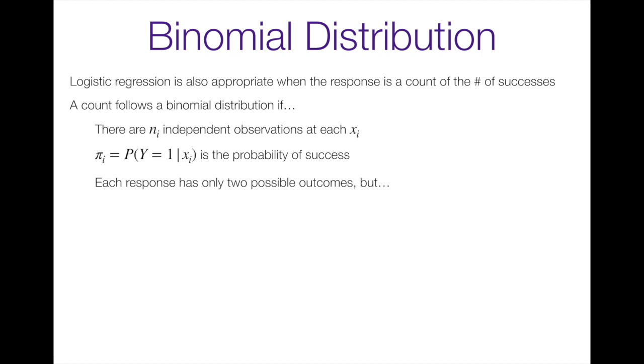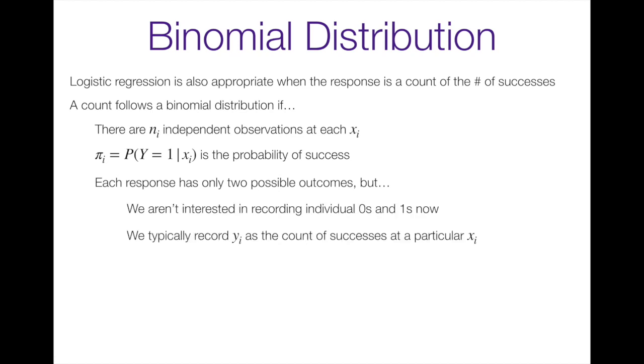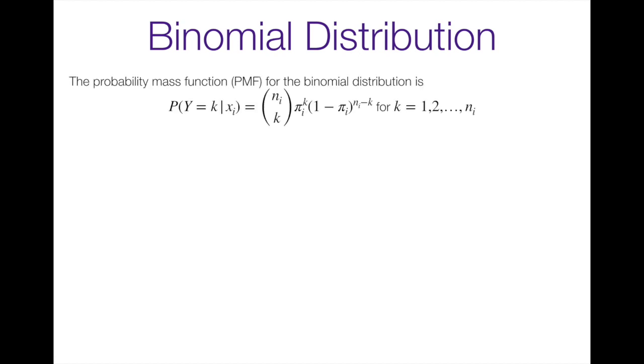And each response has only 2 outcomes. That's still true, right? Binomial is still zeros and ones, but we're not interested in recording individual zeros and ones now. We're lumping them together and we're recording counts. So at a particular level x, what was the number of successes that we saw? The PMF for the binomial distribution is given here.